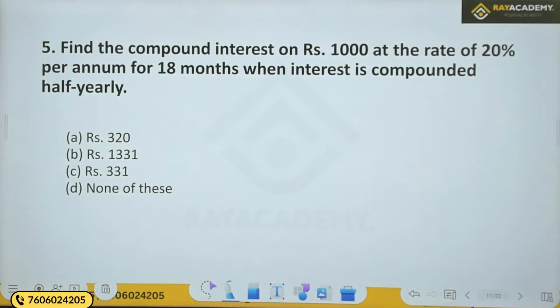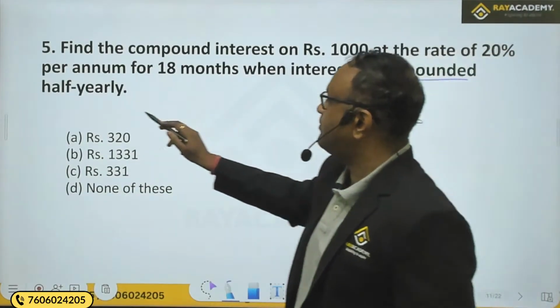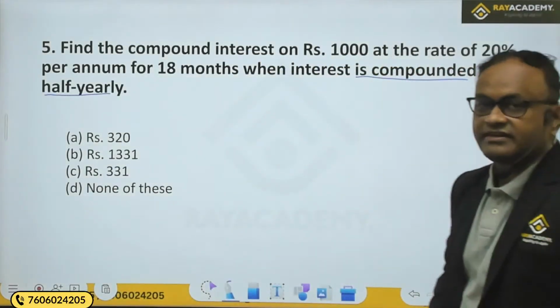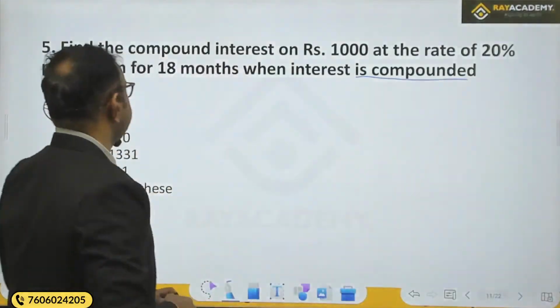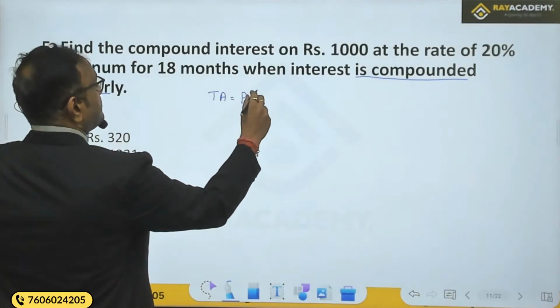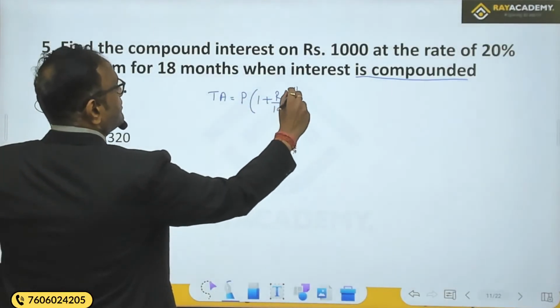Next question. Find the compound interest on 1000 rupees at the rate of 20% per annum for 18 months when interest is compounded half yearly. Now you see, it is a difference. Interest is compounded half yearly. So first let us write the formula for the total amount. Total amount is principal into 1 plus R by 100 to the power T.